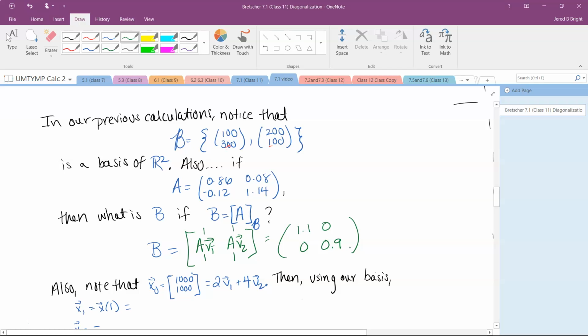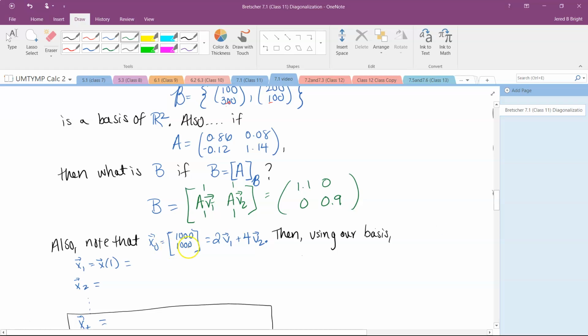We can also look at the very first example that we were working with, (1000, 1000), and we can represent it in terms of the two basis vectors, right? So if we look at x1, if we were to step forward, we would have to apply matrix A to this 2v1 plus 4v2. We'd have to apply matrix A to our first step.